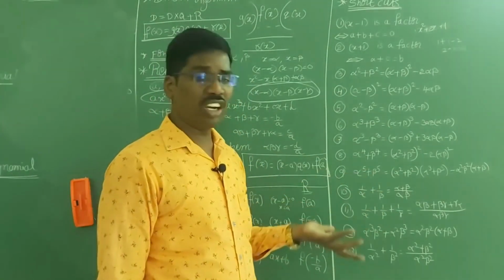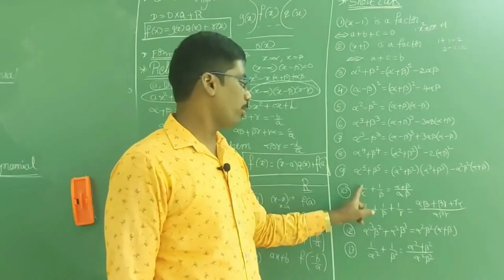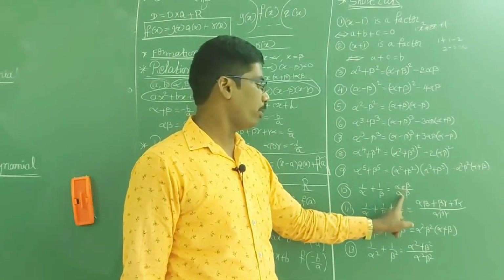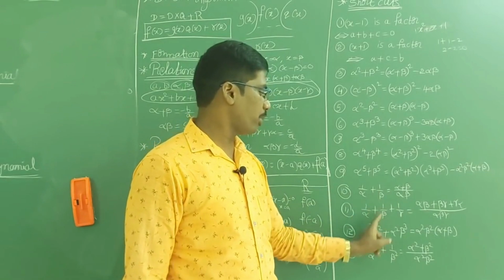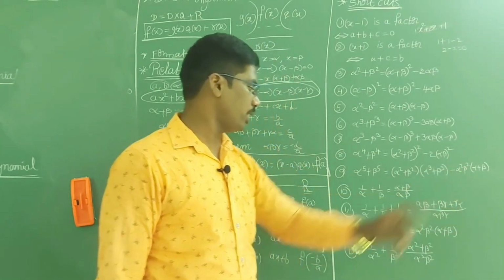If you are not understanding, I will explain one, then you do the remaining all. 1/α + 1/β = (α + β)/(αβ). 1/α + 1/β + 1/γ = (αβ + βγ + γα)/(α + β + γ).